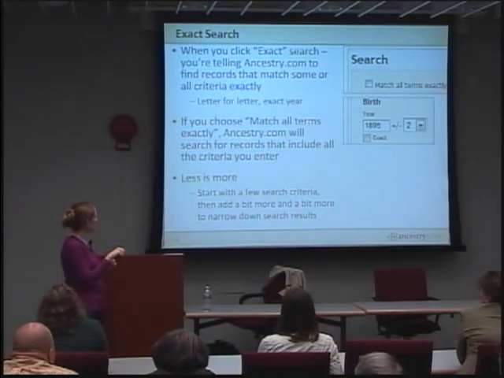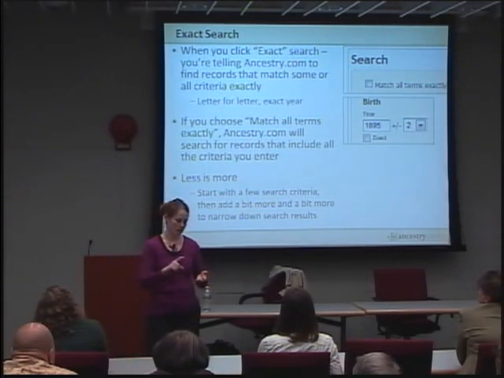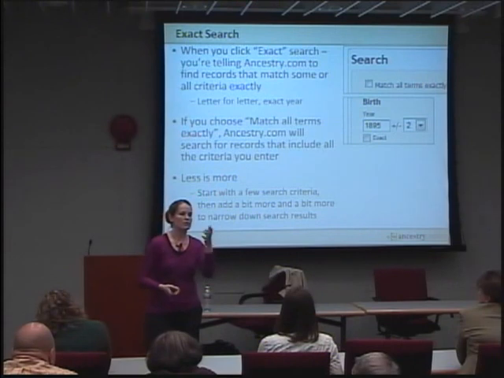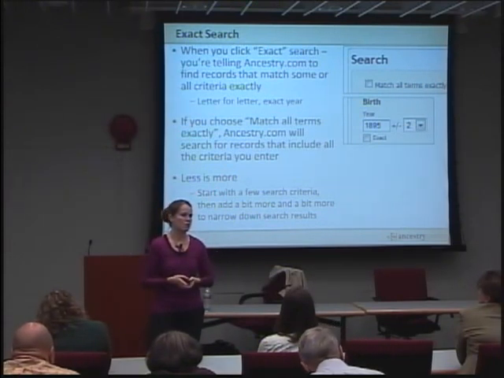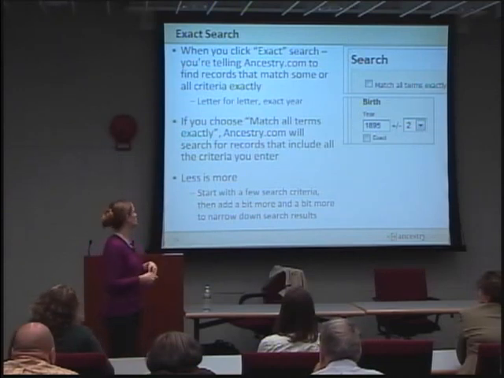If you choose match all terms exactly, which is sometimes at the top of a search page, it will search for records that include all the criteria you enter. So let's say you enter a birth, a marriage, and a death date, and where I lived. There are not very many records that include a birth, marriage, and death date. It will look for records that include all three of those dates, but you're going to miss all the census records, because census records don't record death dates, because the person hasn't died yet. So just be very careful when you do it.